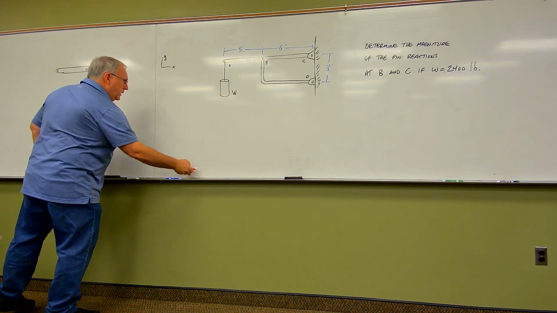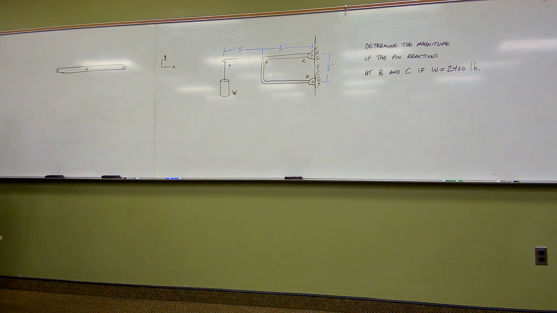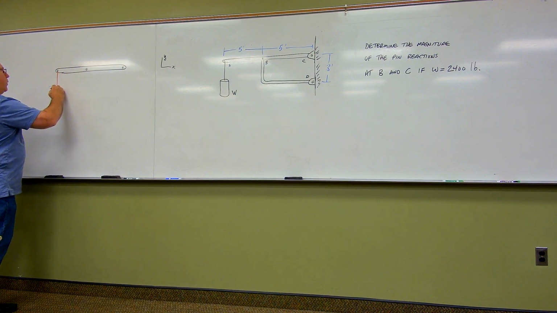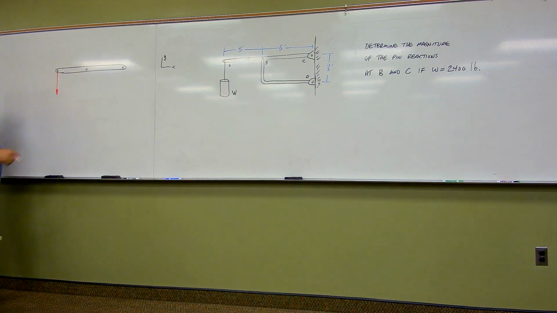So now, let's apply forces. No weight, no problem there. But we do have the weight of 2,400 pounds hanging off of point A right here. And as it is with every weight force we are ever going to draw, the directionality of that weight force is always straight down towards the center of the earth, right?